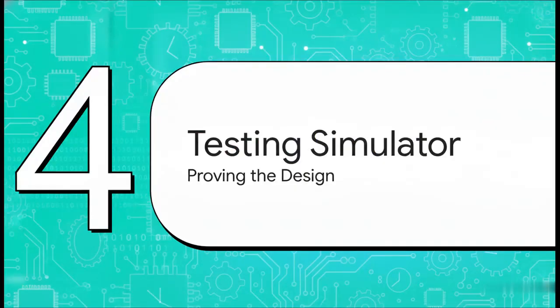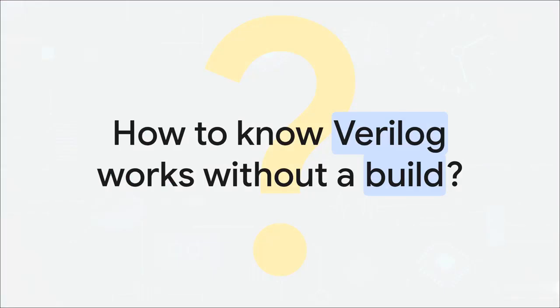Now for part 4, testing in the simulator, where we prove the design actually works. Because writing the code is really only half the battle, right? We have to prove our logic is entirely sound before we even think about touching expensive silicon. Which begs a pretty important question. How can we safely verify that our logic cascades perfectly from 0 to 24 hours without actually manufacturing a microchip first? A mistake in hardware manufacturing is incredibly costly, so we desperately need a sandbox to play in.